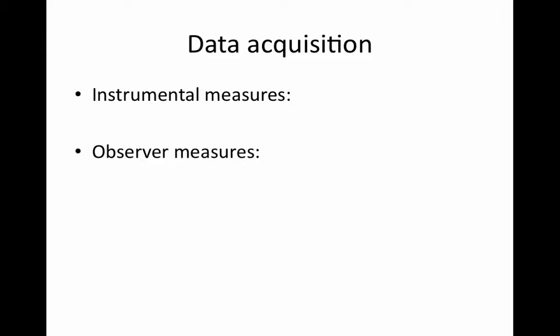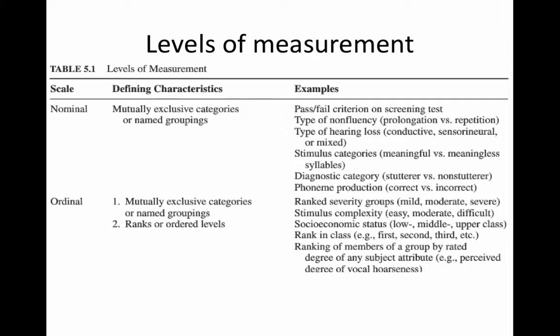The instrumental measures used. The observer measures with descriptive research. There are different levels of measurement. Nominal is the most basic measurement. For example, you're in a category. You're either male or female. You can't do anything other than count how many men are in the male group and how many females are in the female group.